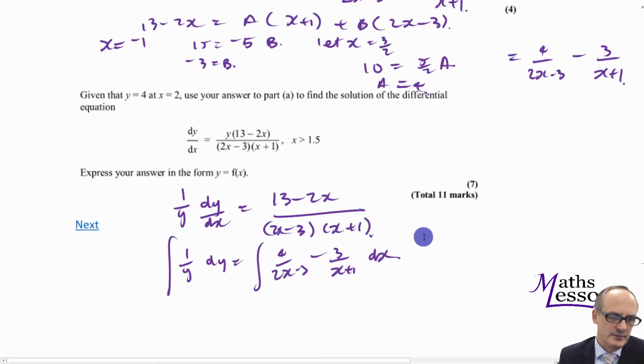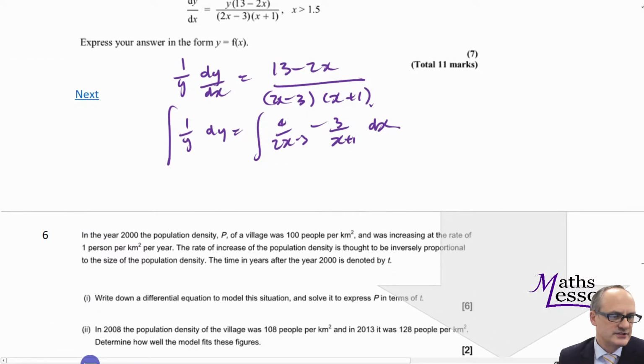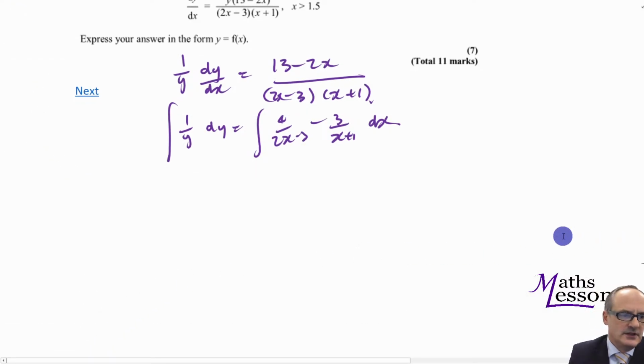Okay, let's just find a little bit more space to write this answer out. So I'm going to scroll that down, get rid of question 6. This is an Edexcel question. The next question is an OCR question, for those of you who are interested.